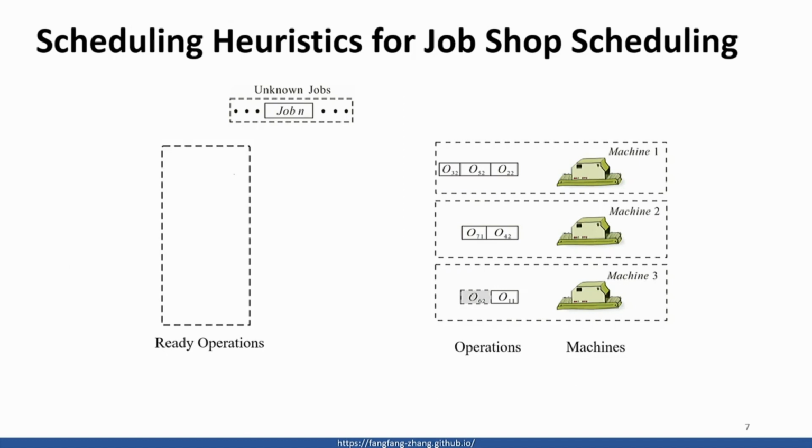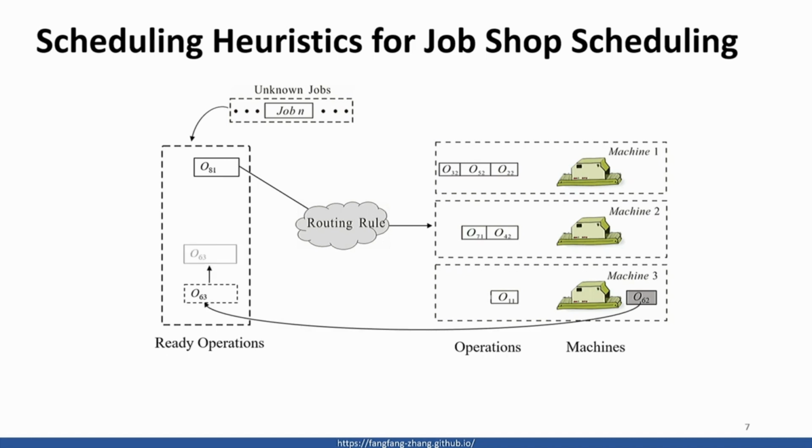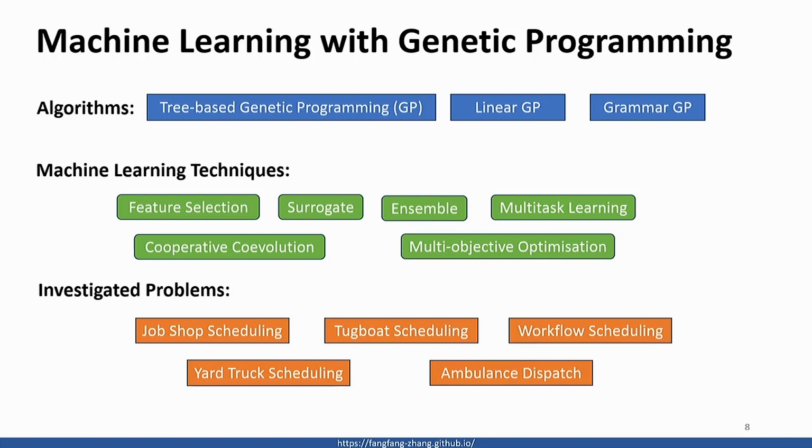To give a simple example, we have 3 machines here and some operations waiting, and jobs continue to come. We can learn a routing rule to calculate the priority value of all the machines and choose the machine. And also, when a machine becomes idle, we can learn another rule, like a sequencing rule, to prioritize all the operations and choose the one with the highest priority value. Well, it's easy to see, but really hard to learn.